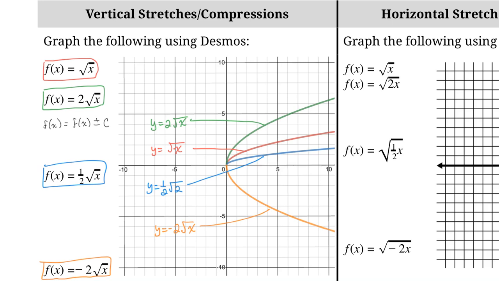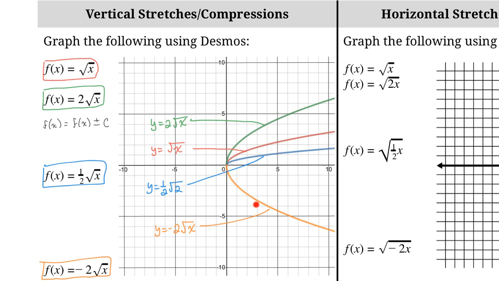So let's do that with all of our other graphs. Our blue function, 1 over 2 root x, is a vertical compression. All of our y values are going to be halved. So at this y value of 1, instead of 1, it goes down to a half, and that's our blue function. At this y value of 2, multiplied by a half, that's now 1. And at this y value of 3, multiplied by a half, that's 1.5, so again, that's our blue function. So this blue function was a compression.